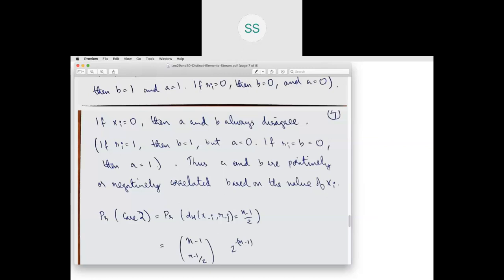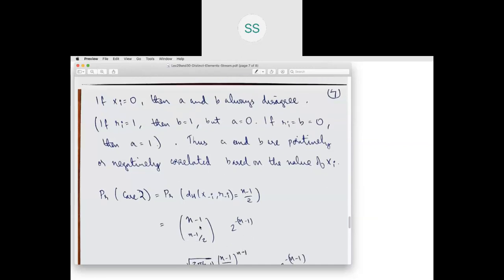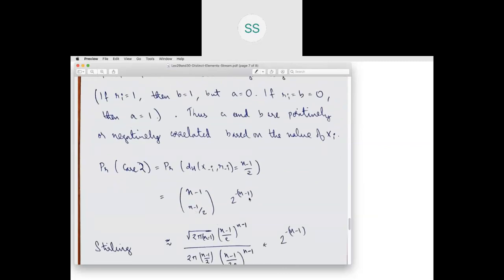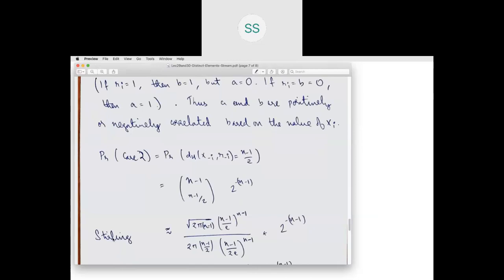In each location, it gets that value with probability half. So the probability that r minus i is equal to that is 1 by 2 power n minus 1, or 2 power minus (n minus 1), right? And what is the number of ways in which this half is chosen? It is n minus 1 choose (n minus 1) by 2, the probability of choosing this. Okay, and this probability, we are going to estimate using our favorite Stirling's approximation.